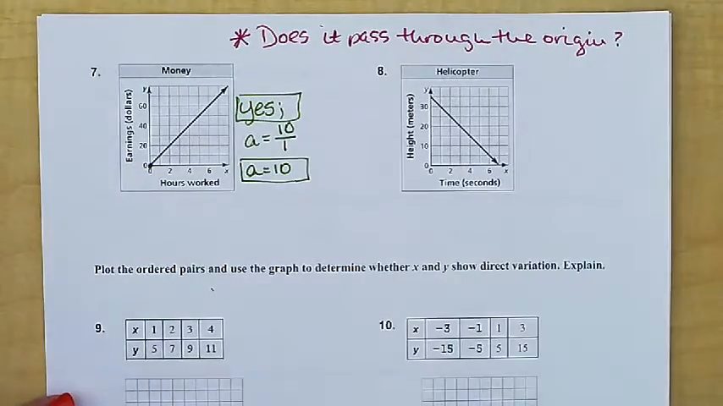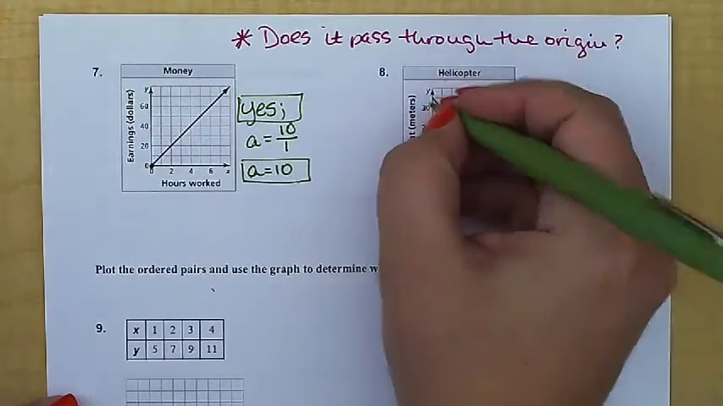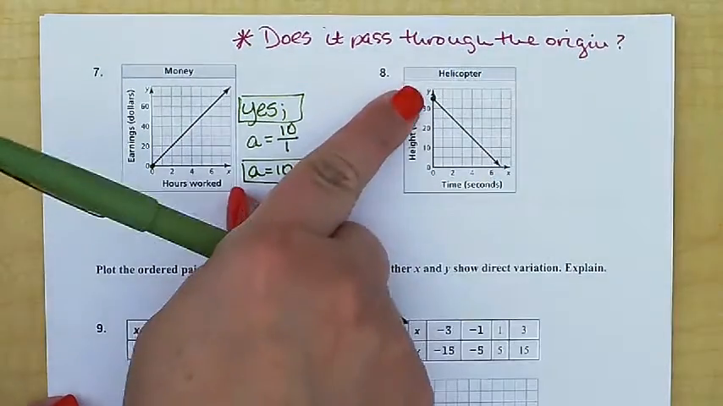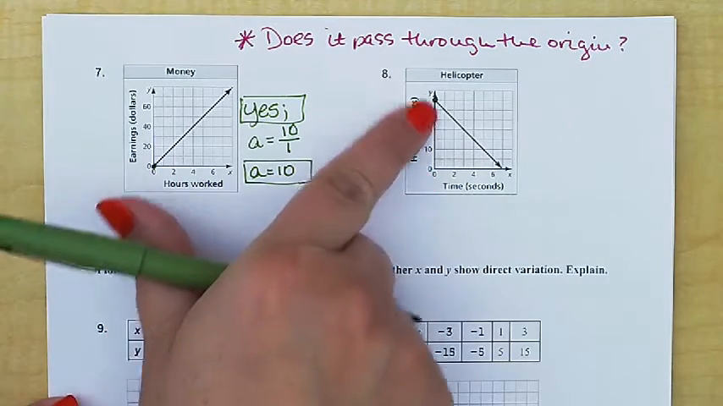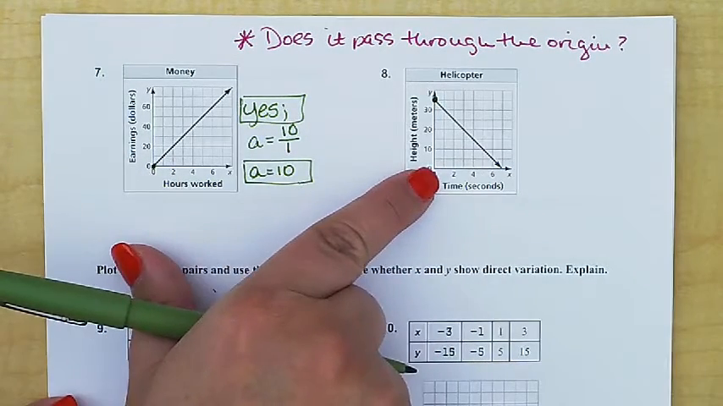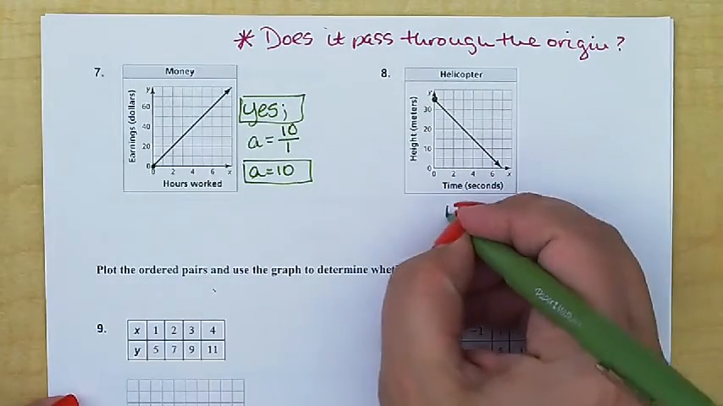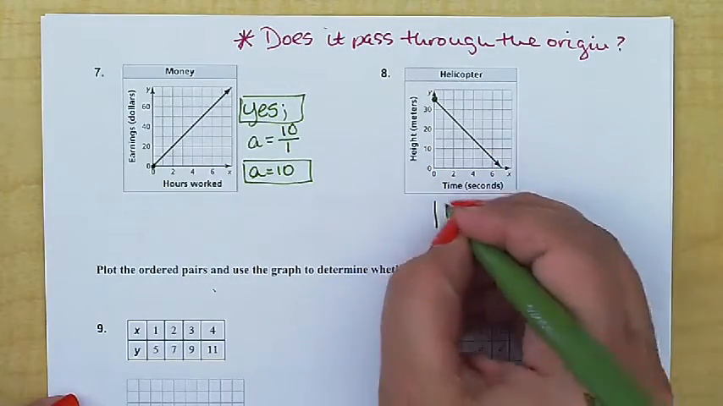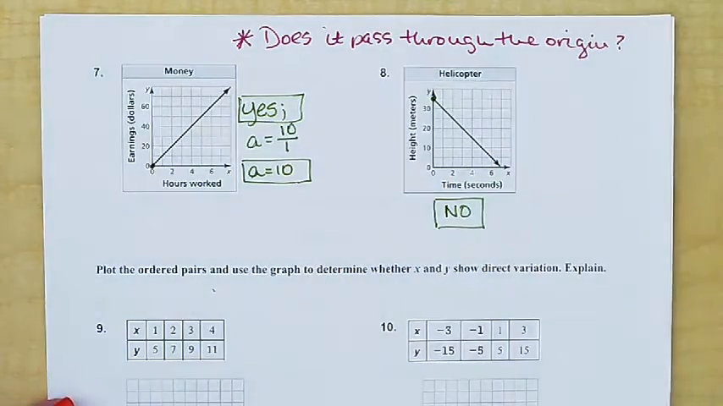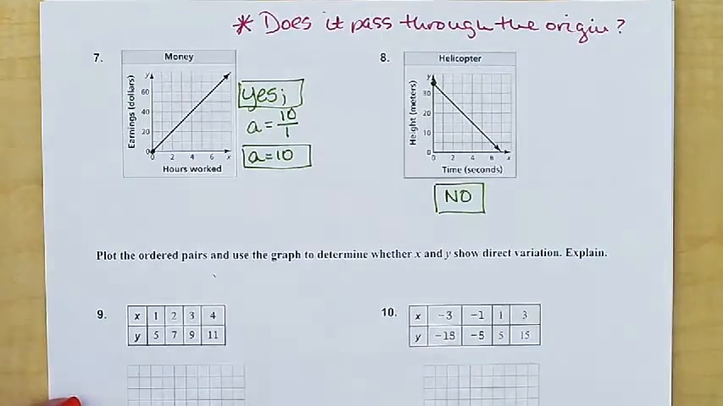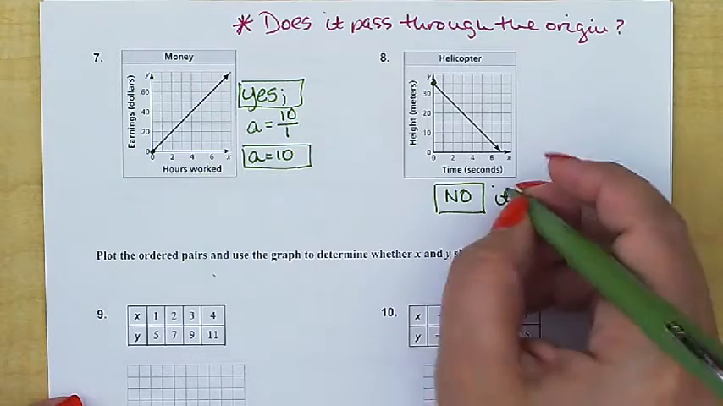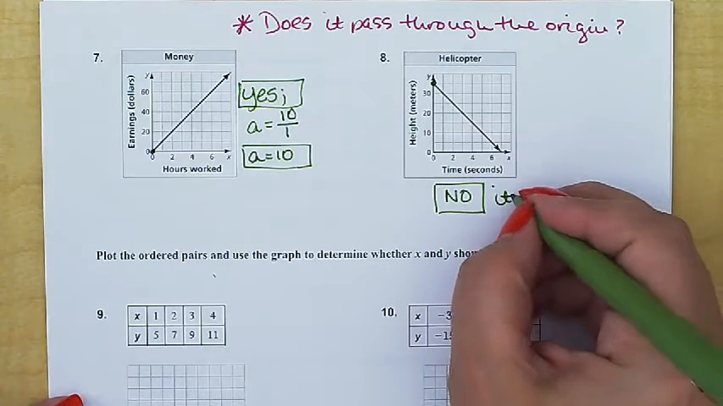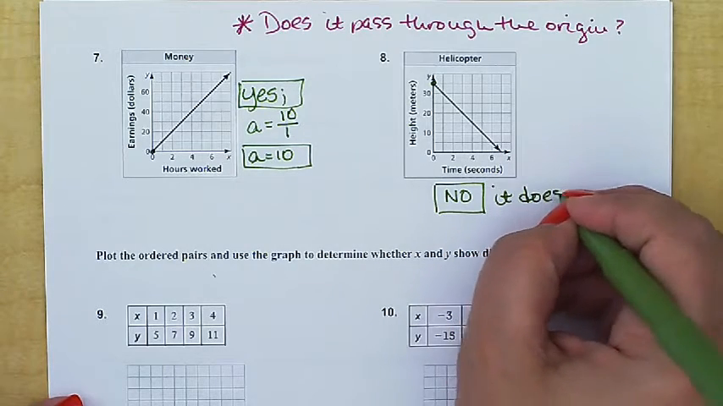On number 8, I look to see where is my y-intercept, and does it pass through the origin? In this case, it's all the way up here. My origin is down there. This is definitely linear, but it's not passing through the origin, so this is a pretty easy answer here. No, this is not direct variation. It does not pass through the origin, okay? And then let's write that down to be sure we know why when we go back to study.